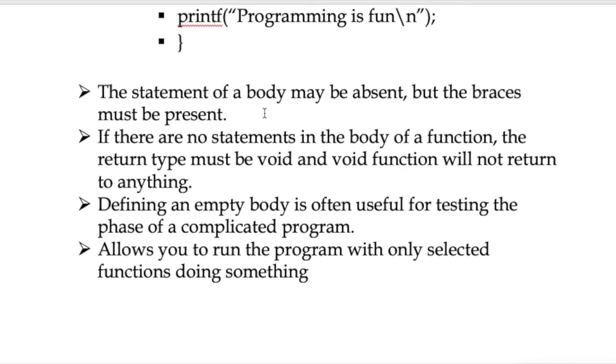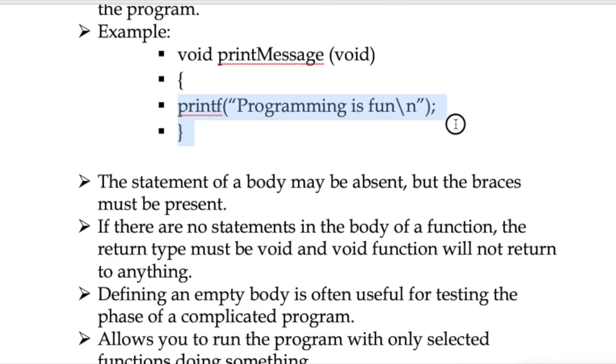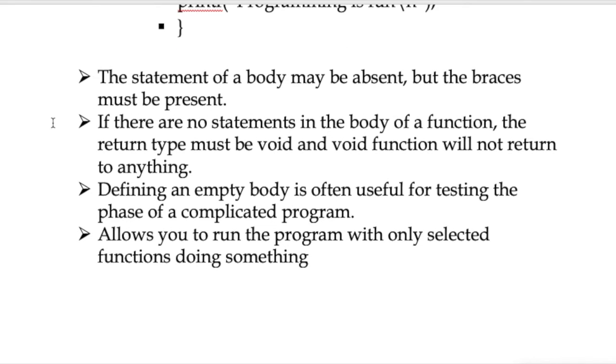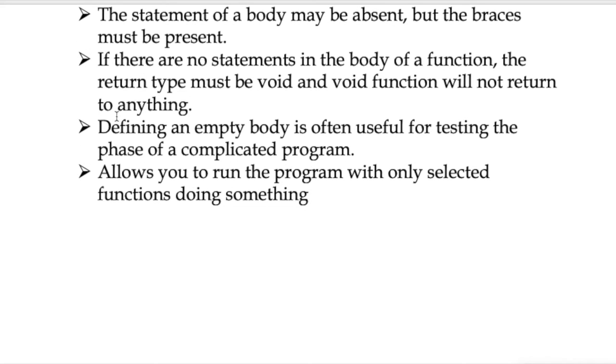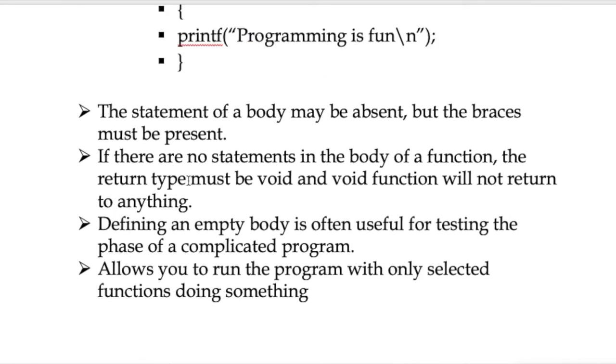The statements of a body may be absent but the basic structure must be present. So if there is a null statement also, the compiler will consider it and print out something like a blank screen, but the basic structure which must be provided must not be absent. If it is absent, then our code is not correct. If there are no statements in the body of a function, the return type must be void, and void functions will not return anything. So if we are not interested in specifying anything in the function body, then we need to specify it as void, because void will not return anything.